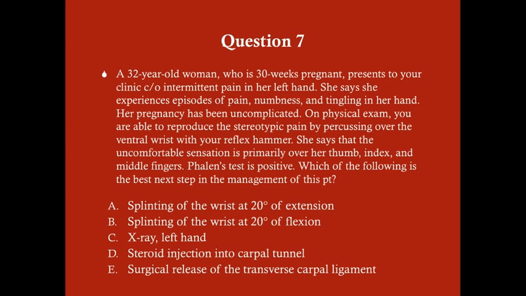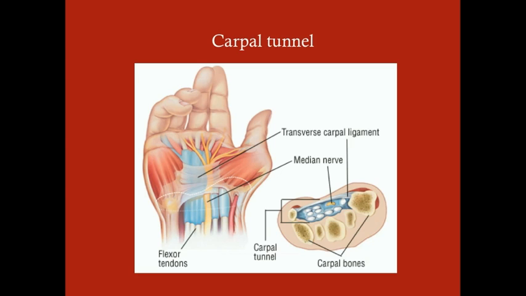Okay. The answer to this one is A. Splinting of the wrist at 20 degrees of extension. So this is a patient with carpal tunnel syndrome. Carpal tunnel syndrome has a huge female preponderance, roughly 3 to 10 to 1. So roughly between 70 to 80, 90% of patients with carpal tunnel syndrome are women. The peak age tends to be around 45 to 60 years of age.